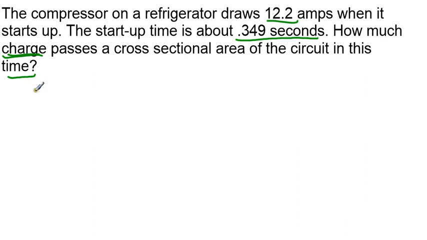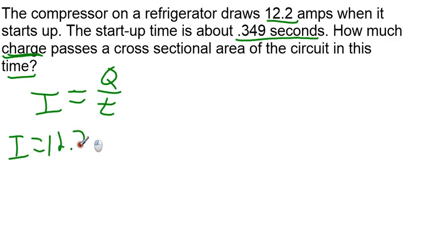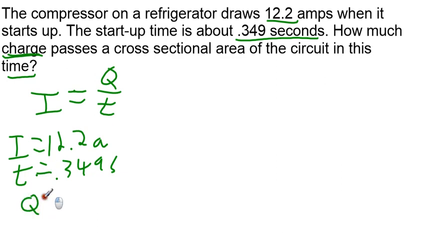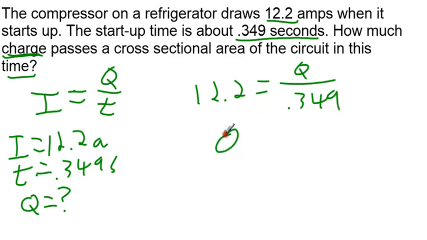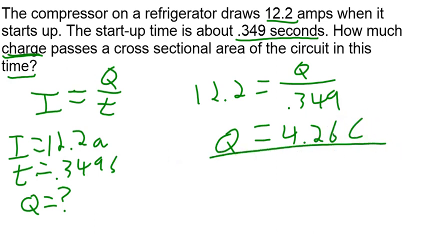So the equation that we should be thinking of is I is equal to Q over T. And we are told that we have 12.2 amps, so I is equal to 12.2. We are told that we have a time of 0.349 seconds. And so we just need to plug this in because we're looking for the Q. So we have 12.2 is equal to Q over 0.349. So our Q is equal to 4.26 coulombs. There you go. The next question.